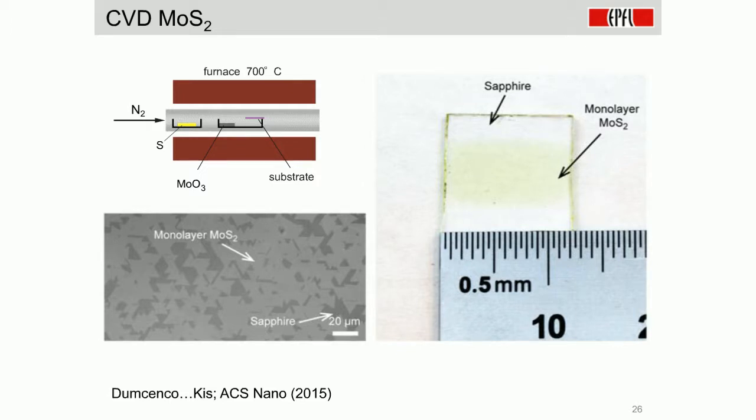And on the right-hand side, you have an optical image of a sapphire chip, and in the middle, this yellowish film is actually monolayer MoS2, which is fully continuous. So it doesn't have holes like in the optical image on the lower left side.